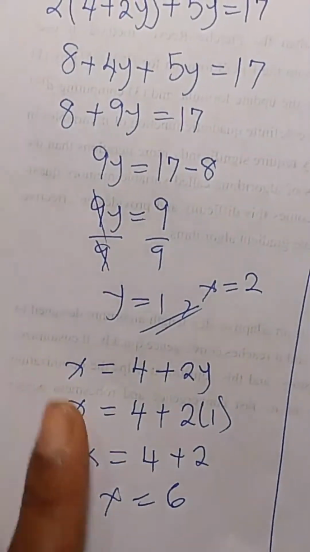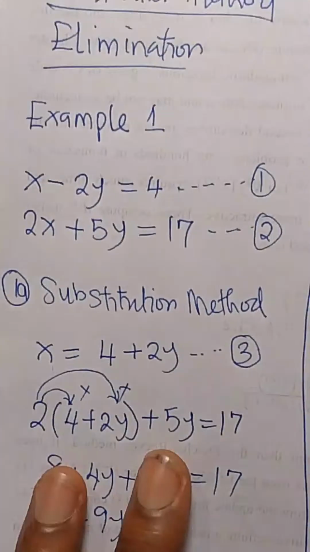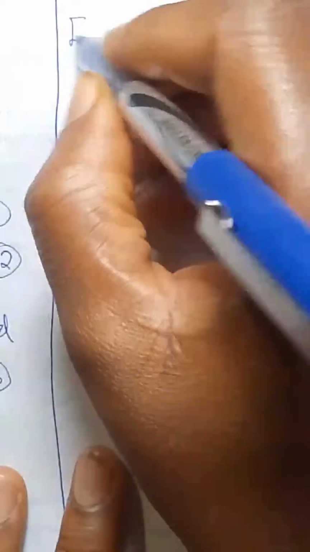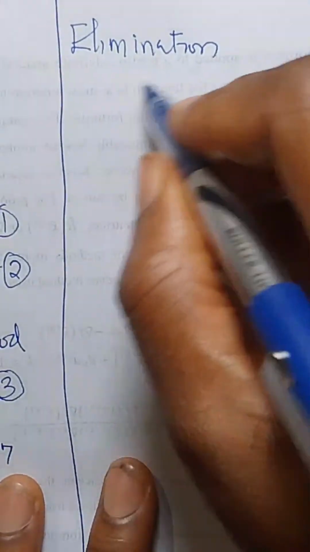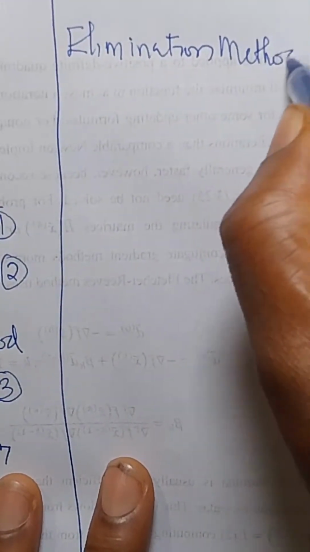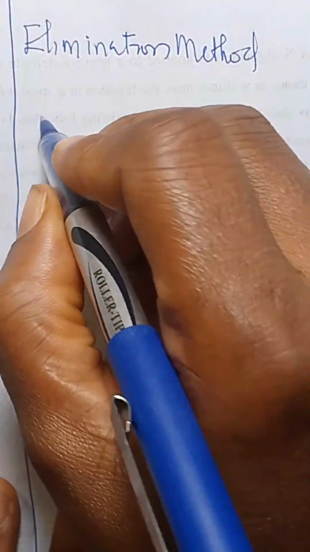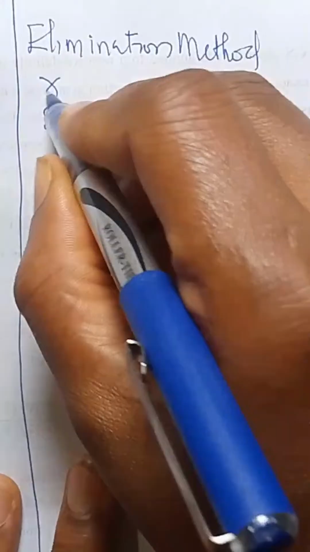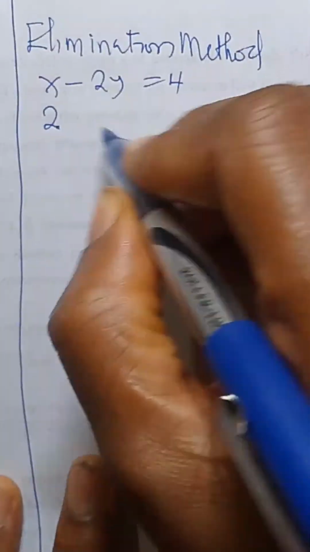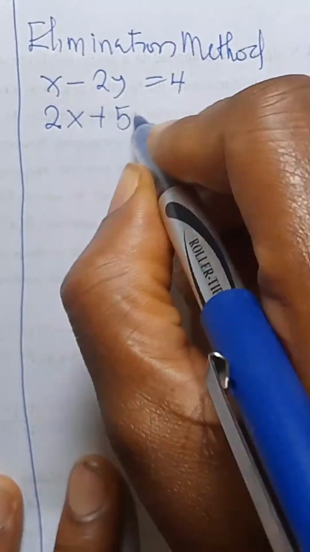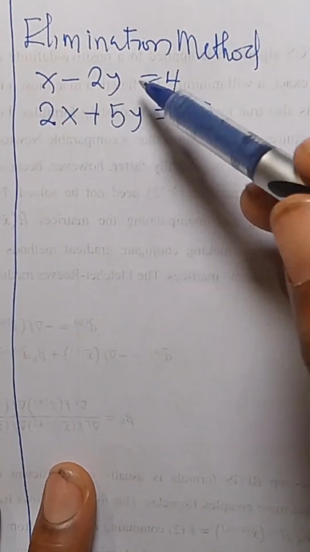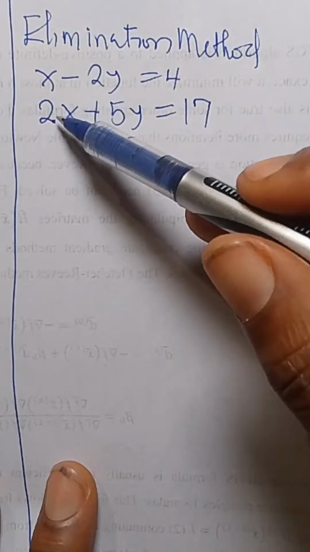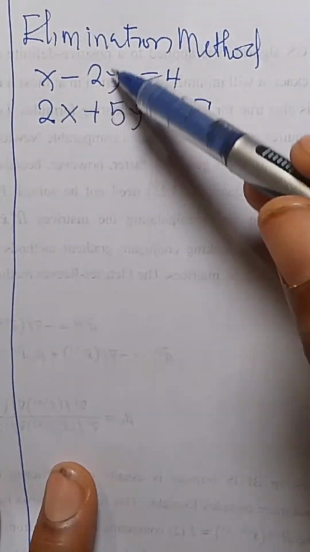Using elimination method, like I said, if we stop using substitution method, we start using elimination method immediately. So solving it with elimination method, okay, the same question. So the question says x minus 2y equals 4 and 2x plus 5y is equal to 17. Now, what are we going to do? We are going to look at these two equations. We are going to see how to make any of these variables have the same coefficient.